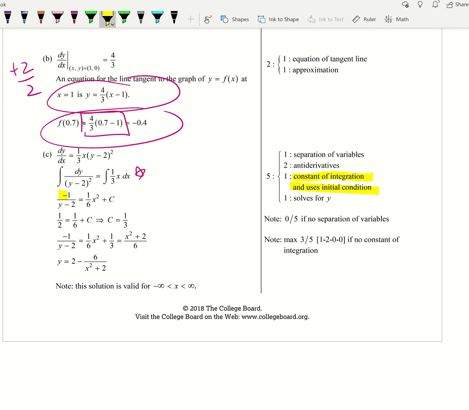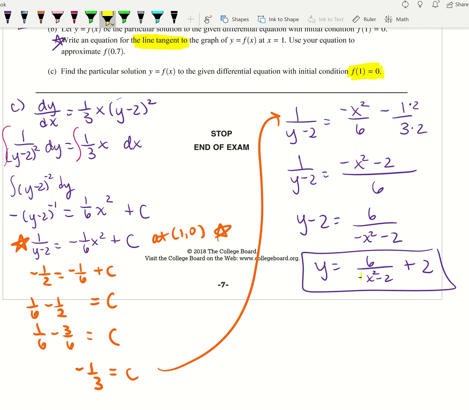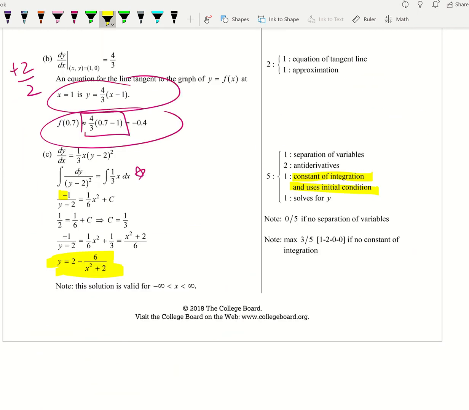And the last one is to solve for y. Notice theirs is written just a little bit differently than mine. They took these negatives and factored it out and put it in the front of the fraction. Okay, so they can write this in a lot of different ways. Your teacher or your AP reader will know how to manipulate the equation to see equivalent forms. That is the end of the FRQ solutions for 2018.